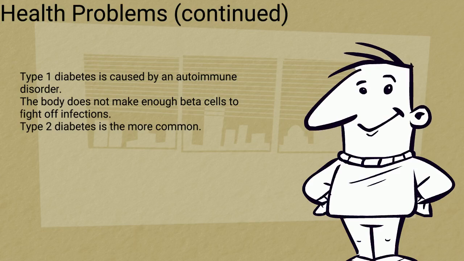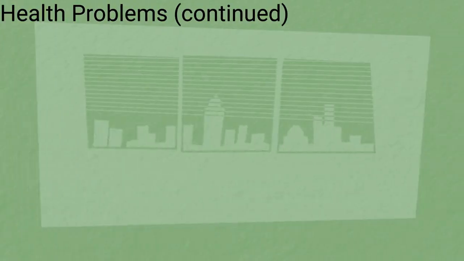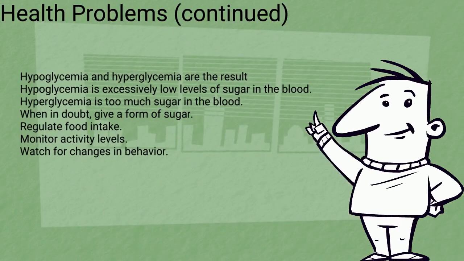Type 1 diabetes is caused by an autoimmune disorder. The body does not make enough beta cells to fight off infections. Type 2 diabetes is the more common. Hypoglycemia and hyperglycemia are the result.